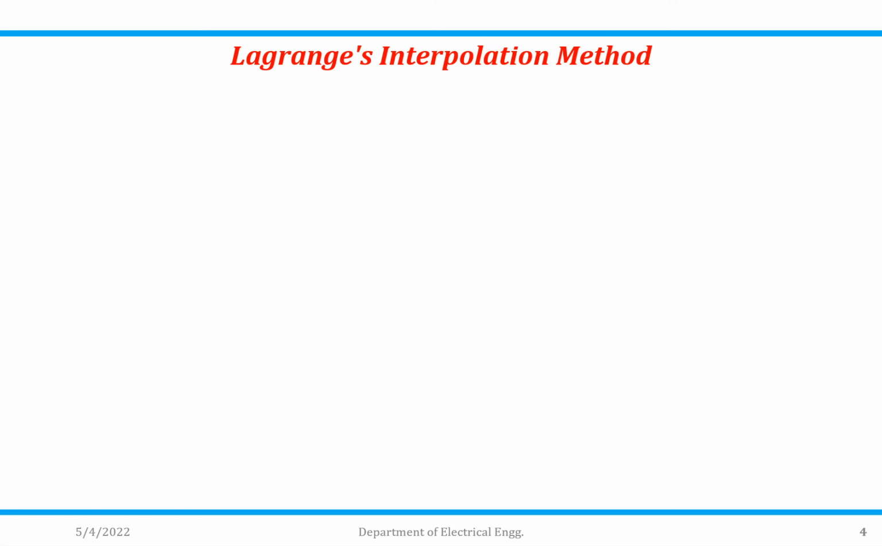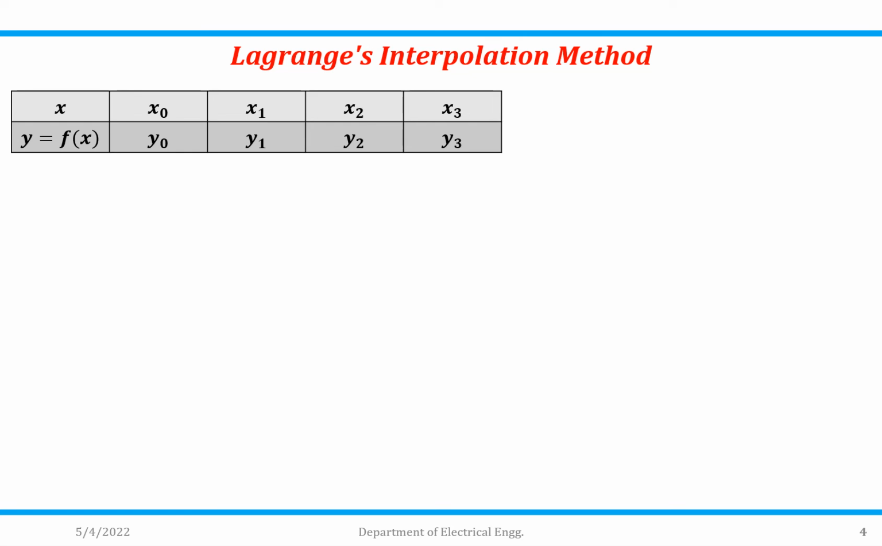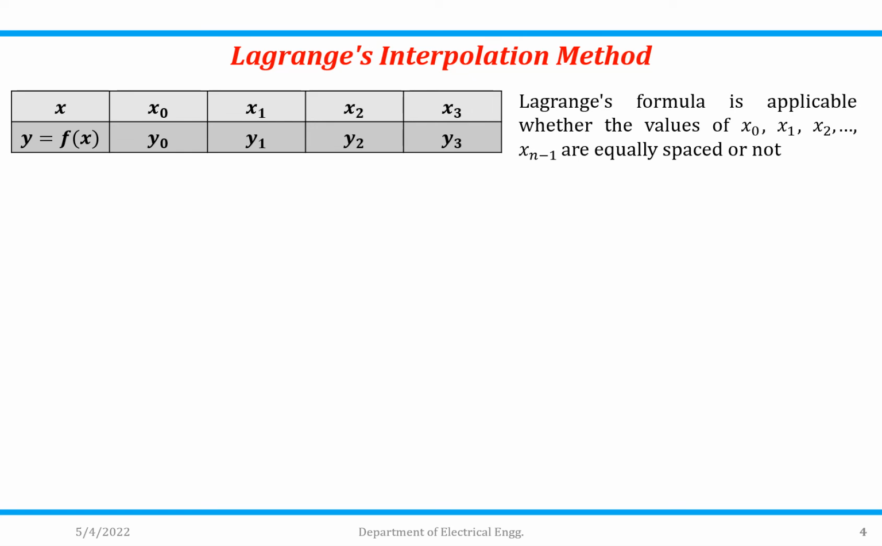Let us consider the formula for Lagrange's interpolation method. The data is given as x0, y0, x1, y1, x2, y2 and x3, y3. This particular method is used if the data is unequally spaced. What is equally spaced and unequally spaced? If the distance between x1 and x0, x2 and x1, x3 and x2 is the same, then it is equally spaced. If the distance is not the same, then that set of data is called unequally spaced data.